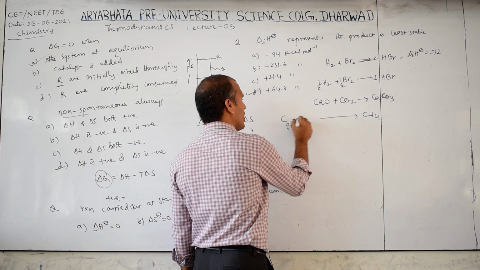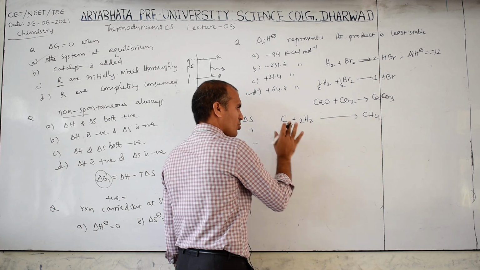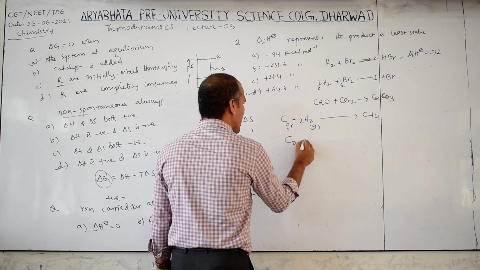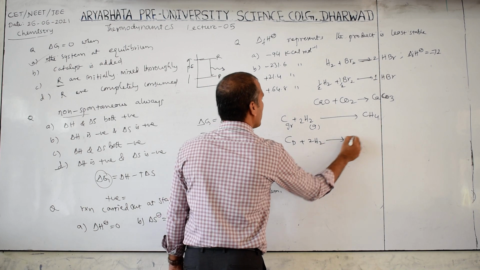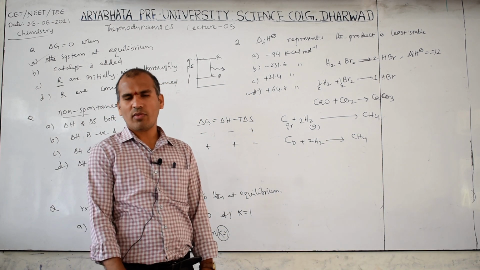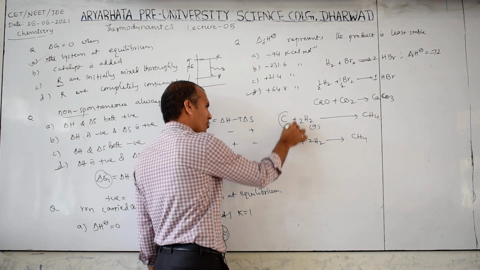Graphite plus hydrogen. How many hydrogen? 2. Therefore 4. 2 into 2 is 4. This is gas, this is graphite. But this is not the enthalpy of formation, because diamond is not the stable form of carbon, which is stable thermodynamically. Graphite is stable.